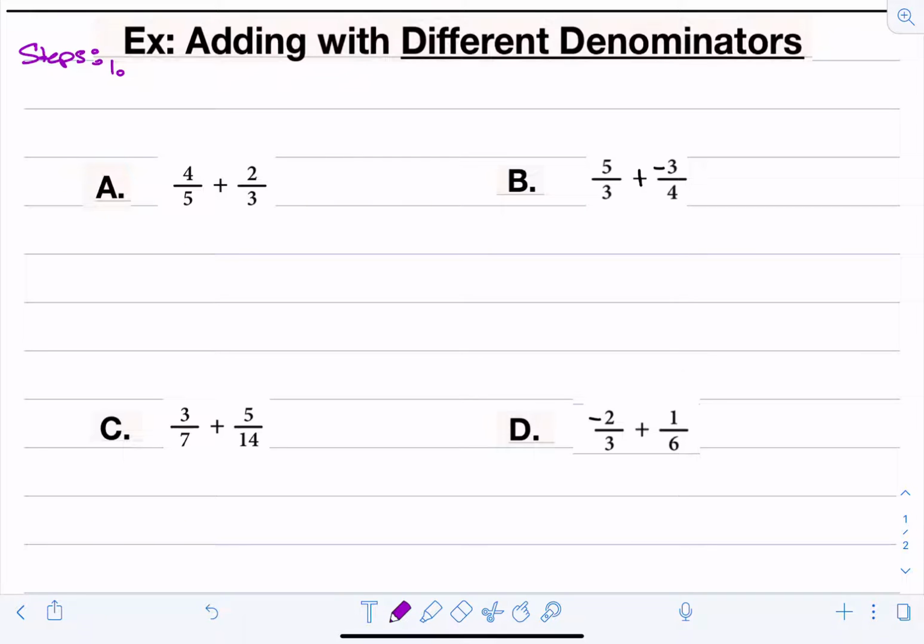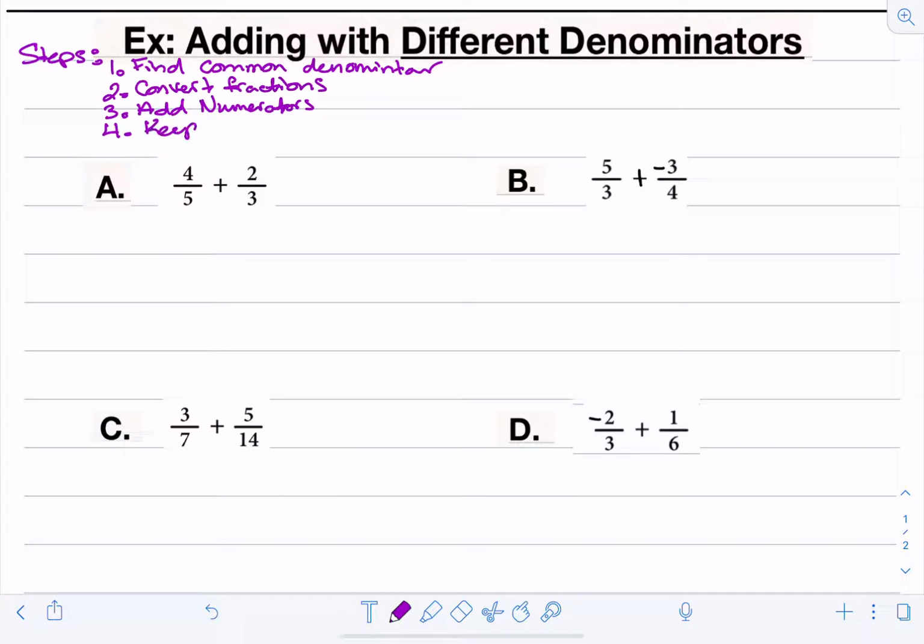So step 1 is going to be find a common denominator. Step 2, convert the fractions. Step 3 is going to be to go ahead and add numerators. Step 4 is going to be keep the denominator.